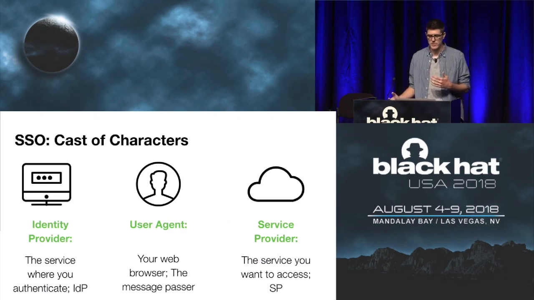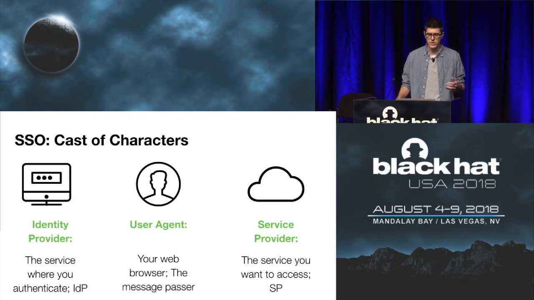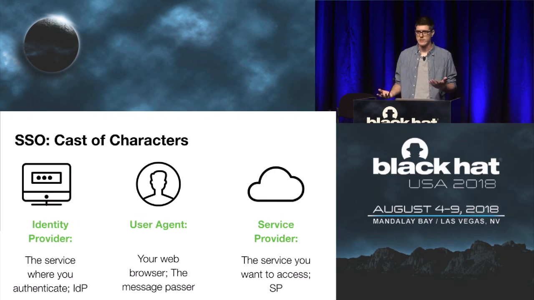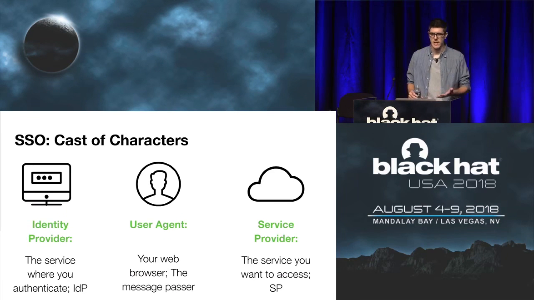In a generalized SSO setup, there are three main characters. The first is the identity provider, which is often abbreviated IDP. The IDP is who you authenticate to in order to get access to these multiple services. So for example, your organization's user directory. The second character is the user agent, which is just a fancy term for a process acting on a user's behalf. And for this talk, it will always just be a web browser.